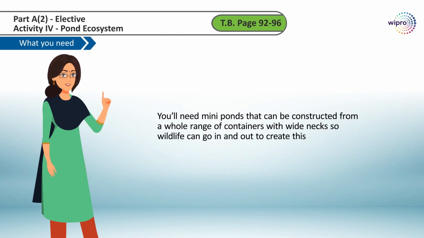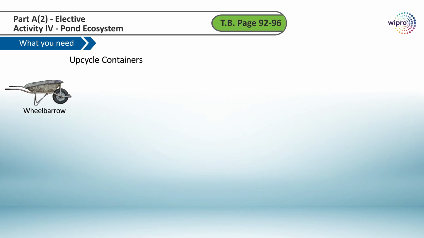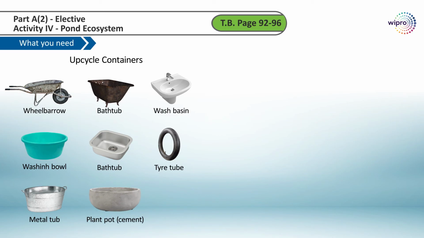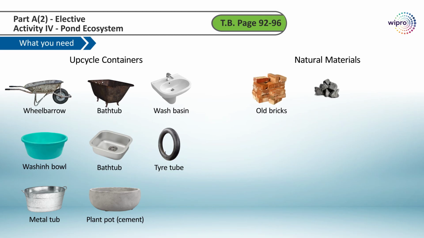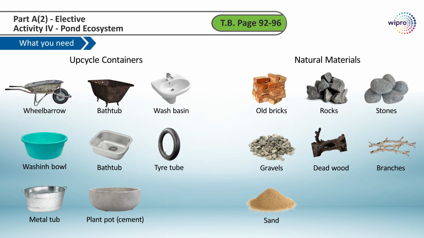Be creative and look for containers that you can upcycle: a disused wheelbarrow, bathtub, wash basin, washing bowl, sink, recycled tire tube, metal tub, etc. Or buy a wide-mouthed plant pot from a plant nursery. Natural materials such as old bricks, rocks, stones, gravel and sand, dead wood branches, and a PVC pond liner are optional.